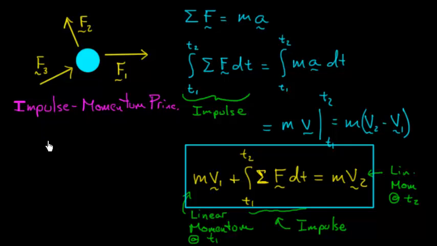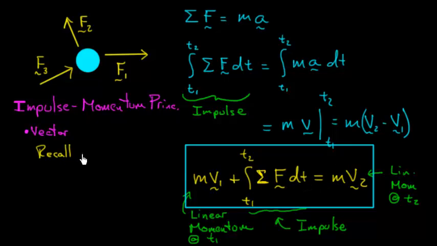Now there are a couple of comments I want to make about the impulse momentum principle. First of all, it is a vector principle. And what do I mean by that? It's a relationship between vectors, right? M times v1, that's a vector. Sum of the forces integrated over time, that's a vector. M times v2, linear momentum here, that's a vector. So it's a relationship between vectors. You've got vectors on both sides of the equation.